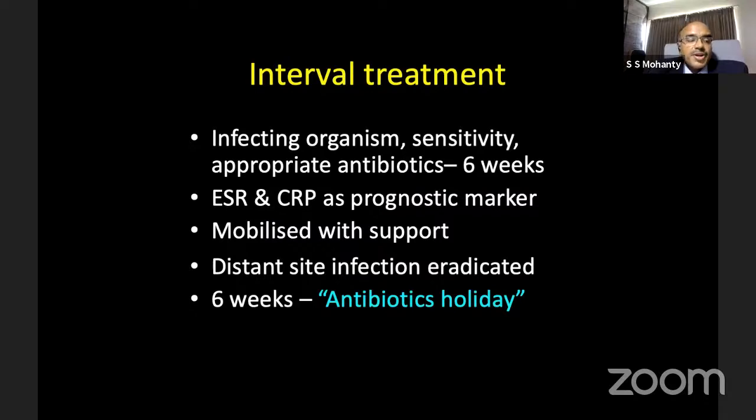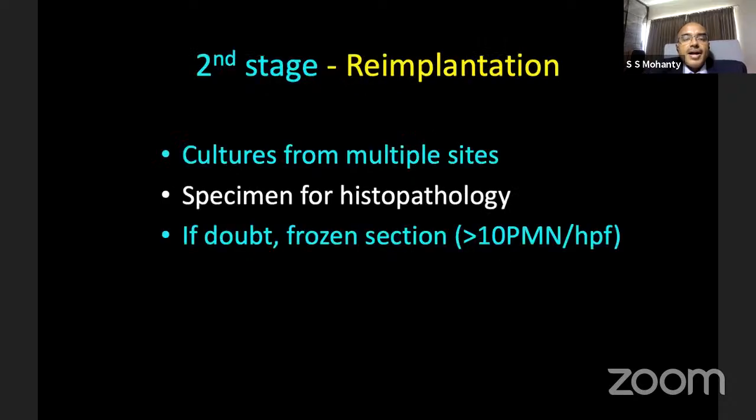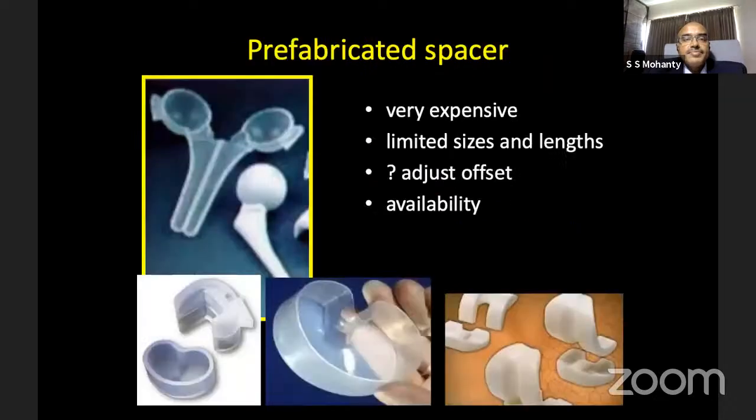In the interval period you treat and eradicate the remote site infection, but one must remember to give the patient an antibiotic holiday for at least 6 weeks, to see whether the patient is an immunocompetent host to undergo reimplantation, because the issues of the cost and the cost of the joint lie there. At second stage reimplantation, again take cultures from multiple sites, and if in doubt during the second stage, also do a frozen section to look for more than 10 polymorphonuclear leukocytes per high power field.